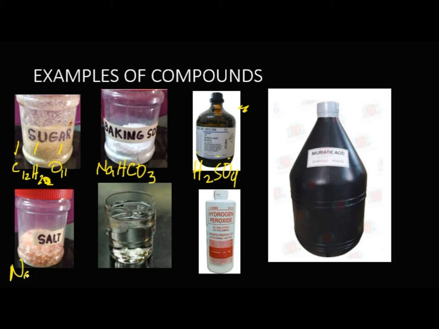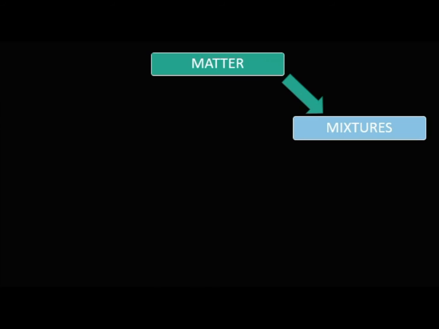Salt, this is the most common, a bonding between sodium and chlorine. I have here water, H2O. This one is hydrogen peroxide, and this one is muriatic acid. Muriatic acid is hydrogen and chlorine. Right? So now, let's go to the last one.